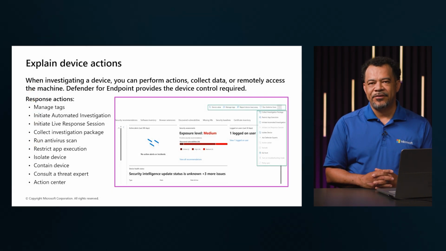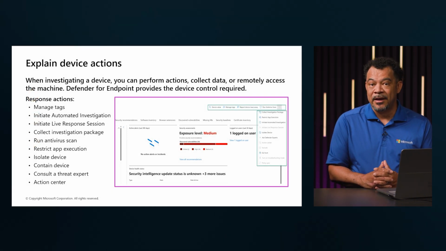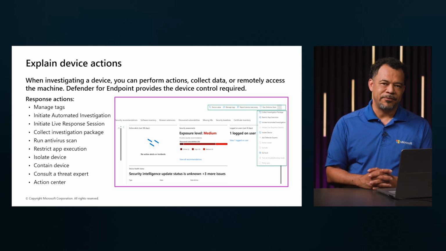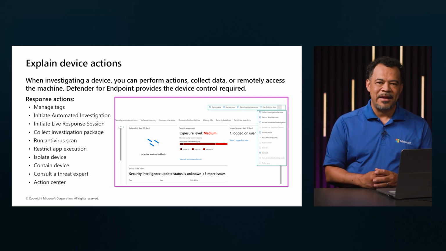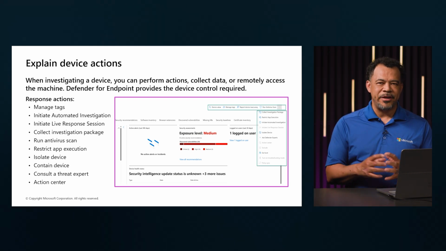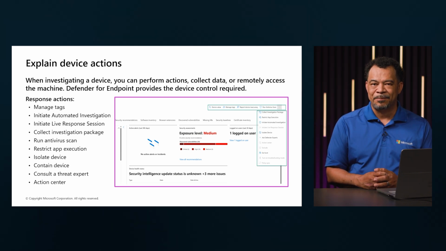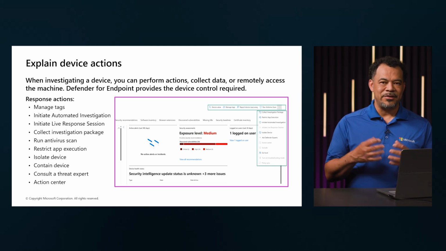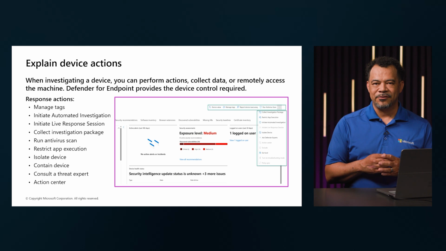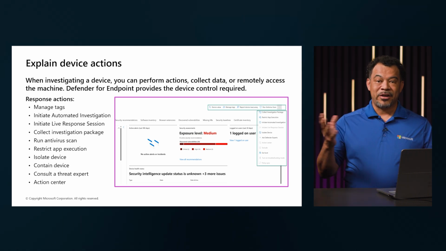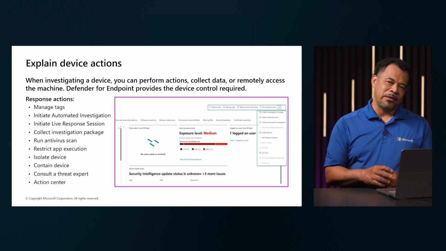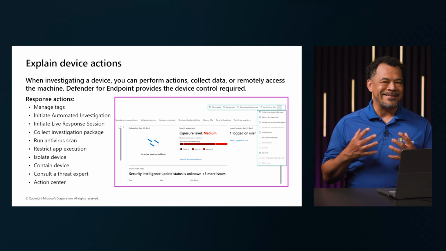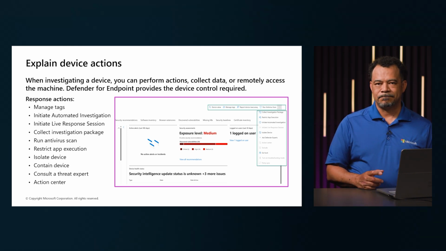When you're investigating devices in Microsoft Defender for Endpoint, or MDE, we have a powerful set of response actions right at your fingertips. You can do everything from tagging the device for tracking to launching an automated investigation or even starting a live response session for deeper analysis. If needed, we can isolate or contain the device. We can run antivirus scans, collect forensic packages, or consult with a threat expert, all directly from the portal. These tools give us the control we need to act quickly and decisively when a threat is detected.